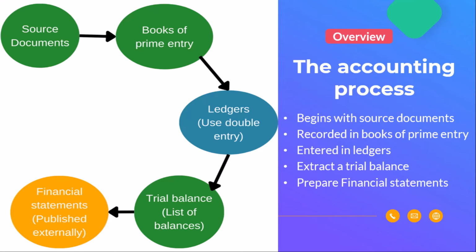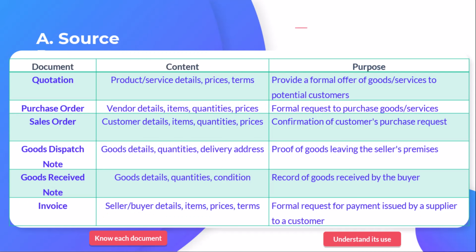The information from the trial balance is then further summarized into the financial statements that are published externally to the public, which would include your statement of profit or loss, your statement of financial position, your statement of changes in equity, and your statement of cash flows. Let's go through each of those key items one by one. Let's start with source documents.